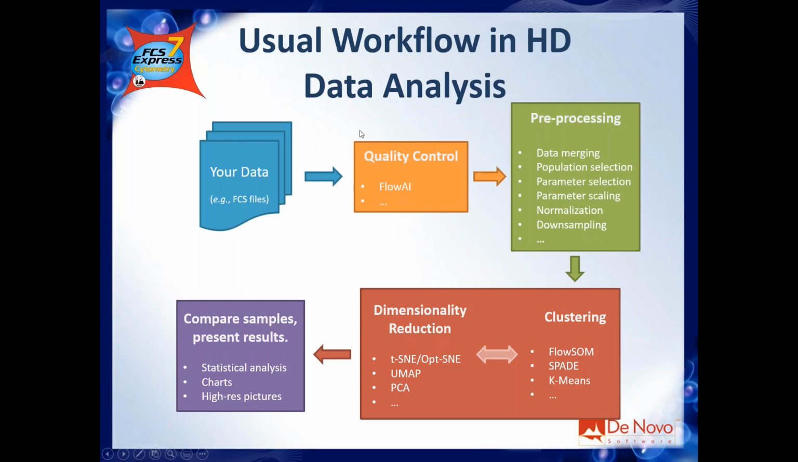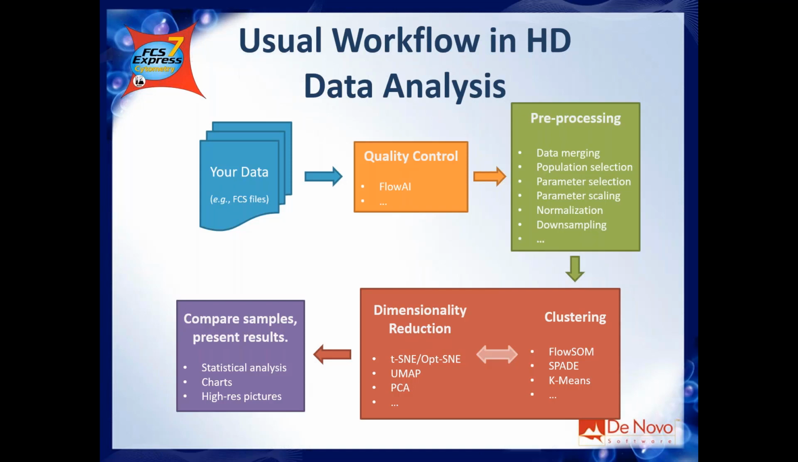And this is the usual workflow in high-dimensional data analysis in flow cytometry. As you can see here at the top left, you have your data, and then you start analyzing them with some quality control steps. Maybe you want to remove bad events caused by some fluidic issue. You want to remove doublets. You want to remove dead cells. Then you start to perform some other pre-processing steps. Pre-processing is a kind of general category.